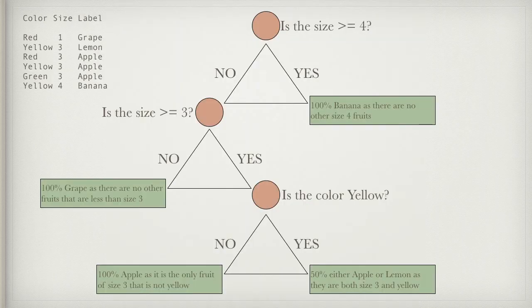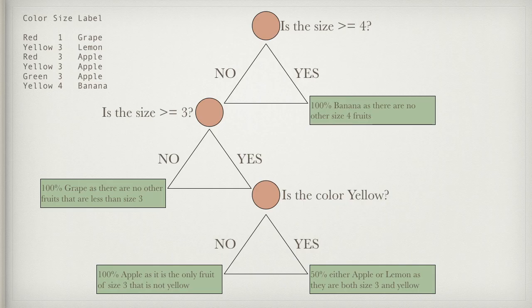Now here's a simple decision tree that the Python code will complete. It's a classifier to assign a label, whether it be grape, lemon, apple, or banana, to a fruit based on its size and color. Notice that we have 3 different colors for apples. Here you'll see the parameters of our training data for the program.